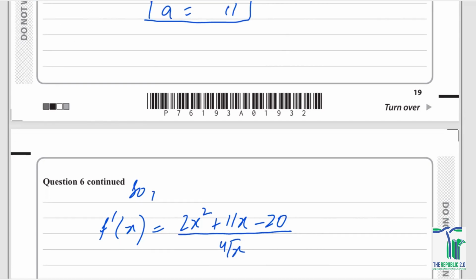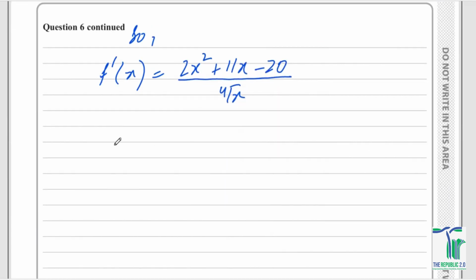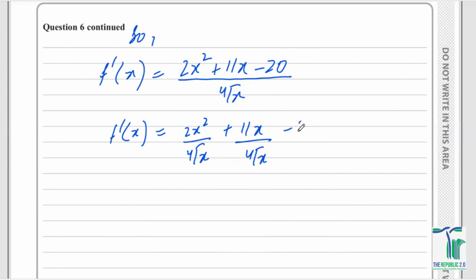And now I'm just going to solve it down. So first of all, I would have f dash x is equal to 2x squared divided by the 4th root of x, plus 11x divided by the 4th root of x, minus 20 divided by the 4th root of x.